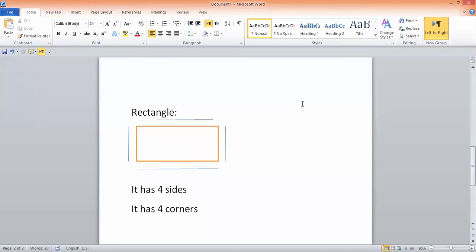So look around yourself, guys, and tell me which rectangular shape you can see around you in your room. In your room, which rectangular shape can you see around you? Tell me any object which has a rectangle shape. Send messages, guys.